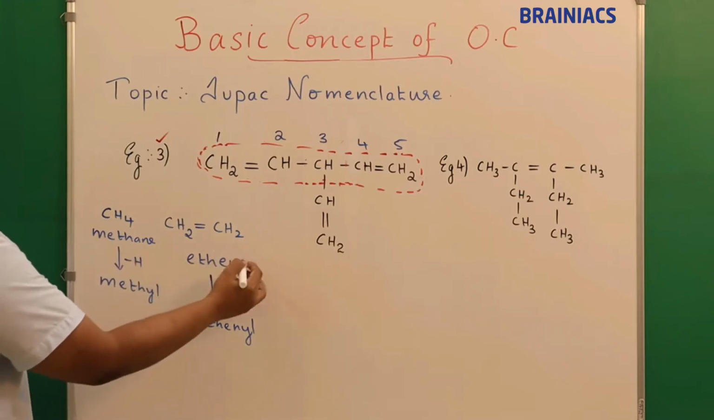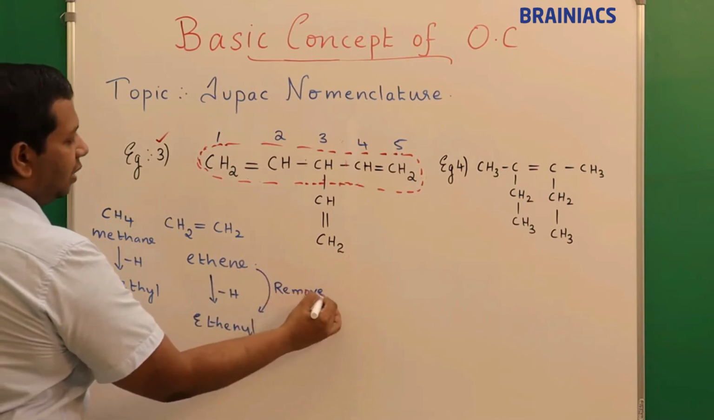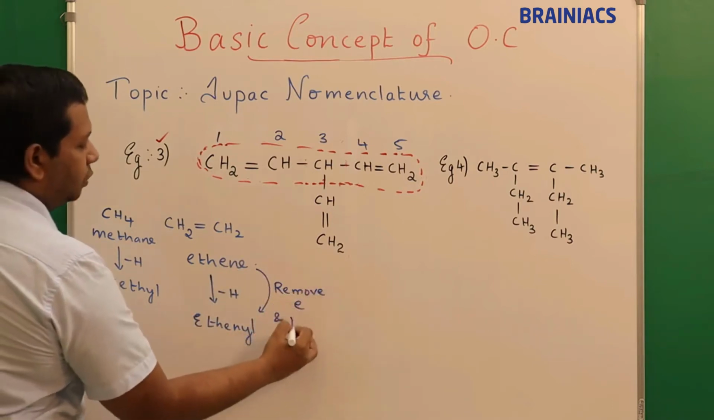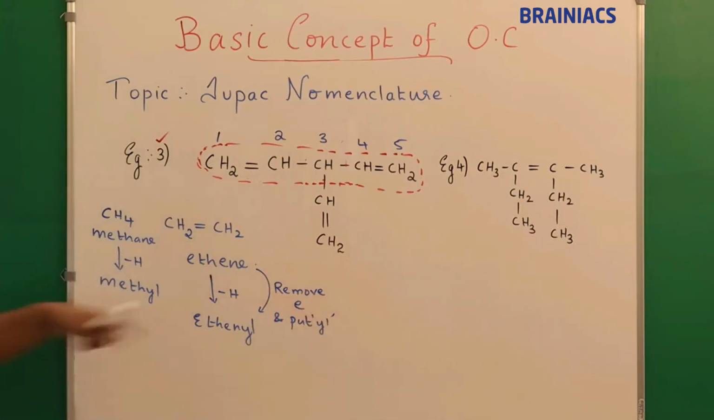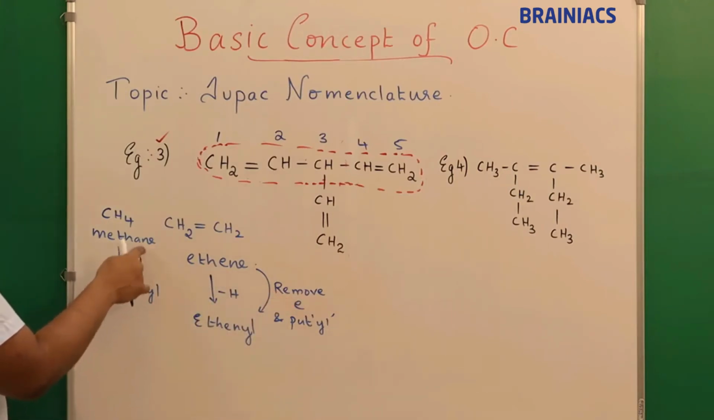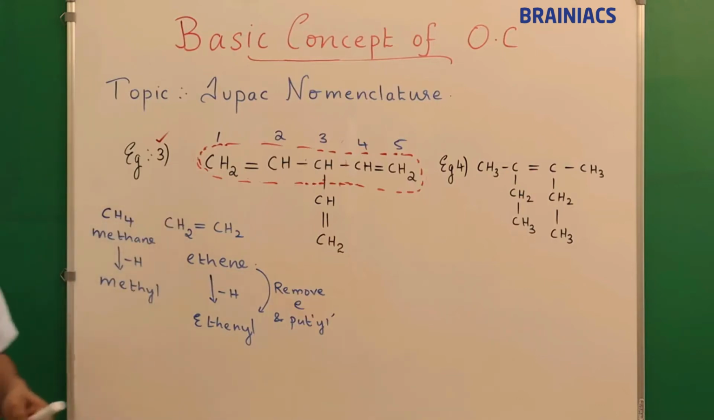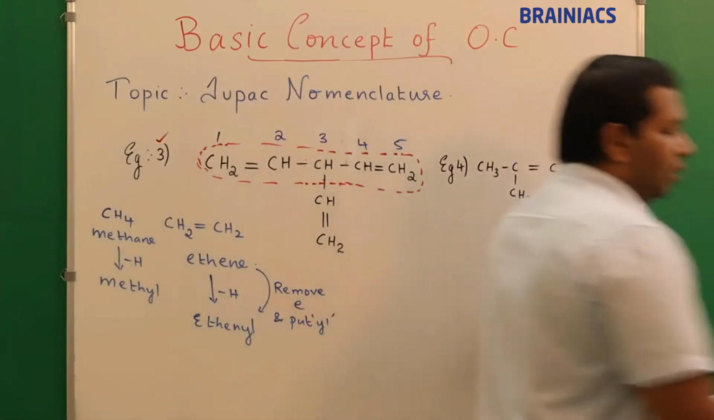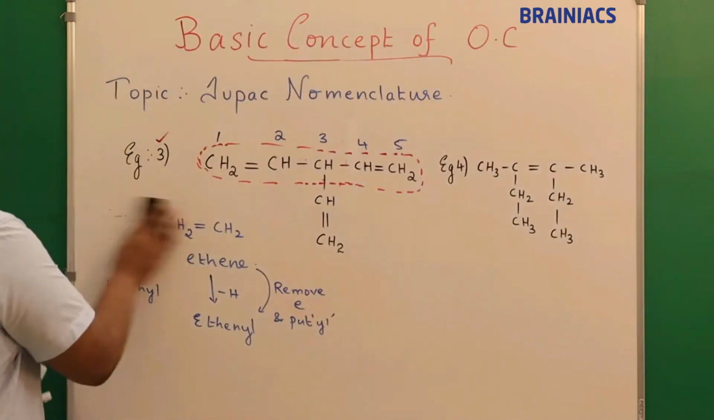Similar, ethene, you remove the E. Okay, I will write here. Remove E and put YL. So remove the E and put YL, and similarly here remove the H, once you remove the H, remove the E and put YL, so it becomes methyl. So this is the way you need to put the substituent's name. Okay, so next we will try to see how to name it actually.